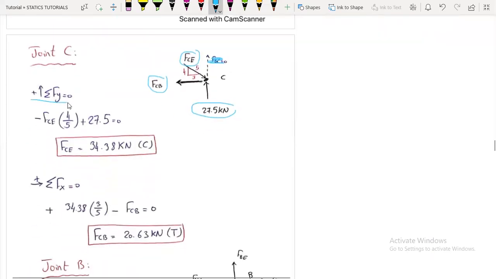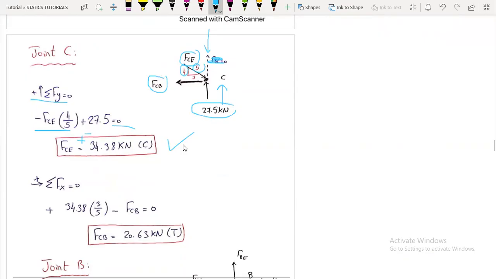So taking the summation of Fy's, minus FCE multiplied by what? The vertical, which is 4 over 5, plus 27.5 equals 0, we get FCE to be a compression force. It's positive, but I have assumed it to be a compression force. If you assumed it to be a tension force, you will get a negative sign, and then you will say, okay, it's a compression force. Our assumption was not correct.